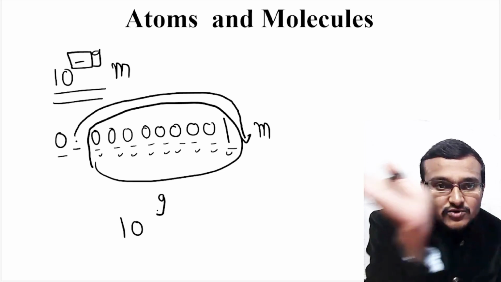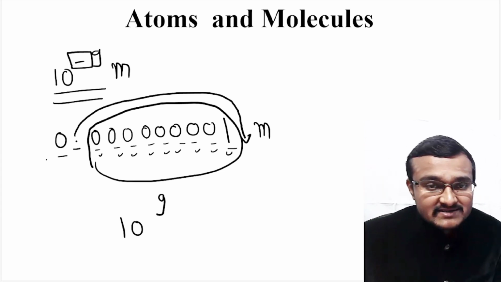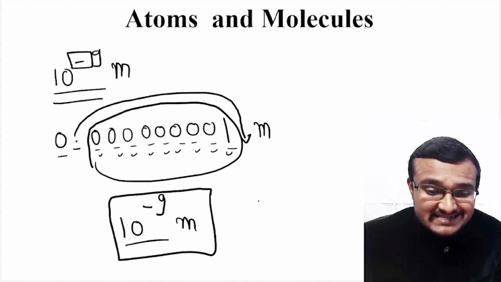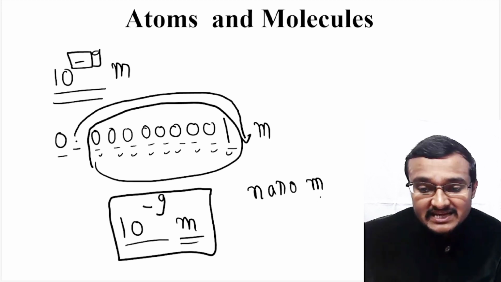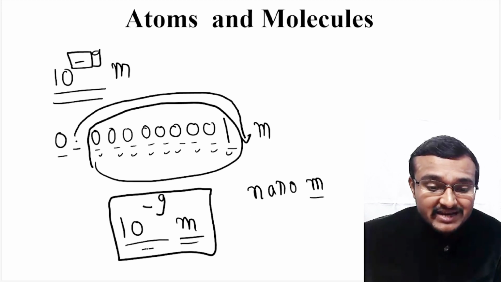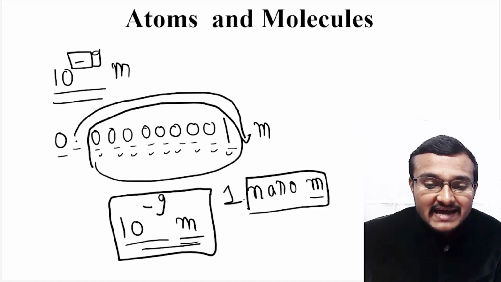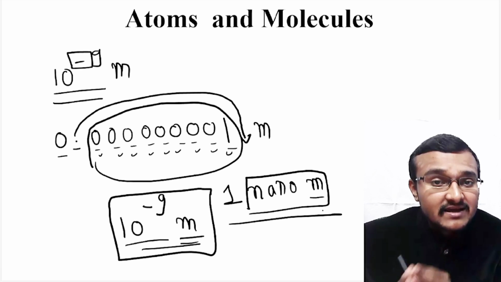Since we have moved the decimal point to the right hand side direction, you will put minus. So this 10 power minus 9 is known as nano, and meter is anyway there. So 10 power minus 9 meter is nothing but 1 nanometer. 1 nanometer means it is 1 into 10 power minus 9 meter.